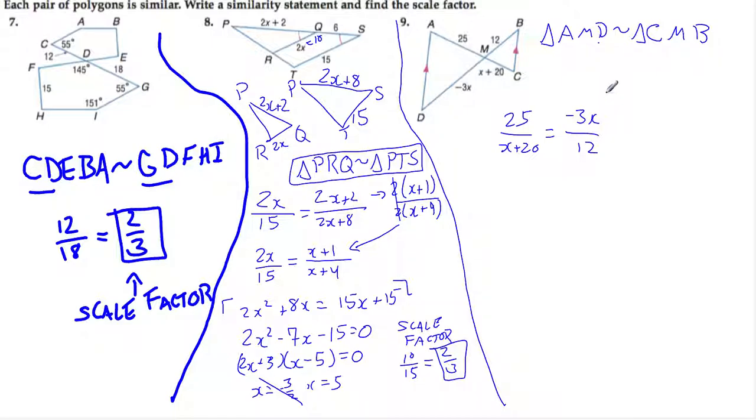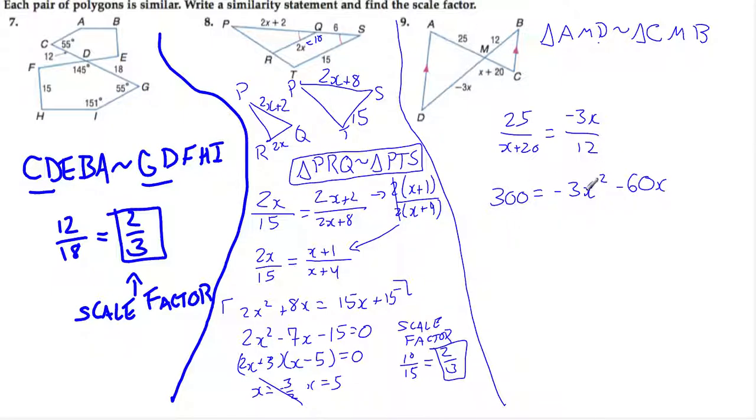Now again, unfortunately for this one, I am going to have a quadratic. So setting this up and solving for x, that's great. If you can do that, perfect. And we will have some other problems like this on this review packet, but solving a quadratic will not be on your final exam. So anyway, if I do multiply this out, I get 25 times 12, which is 300, and then negative 3x squared minus 60x.